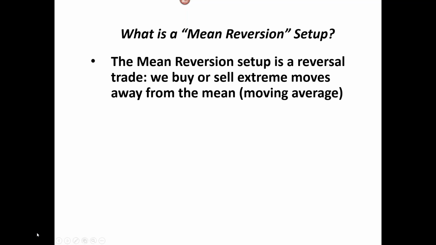It comes in both a long and short version, and when you run the mean reversion scan in the MetaStock Trend Trading Toolkit, you're going to get both longs and shorts showing up from the same scan, which is cool. You don't have to run two scans, you just run one. The mean reversion setup is a reversal trade, or what you might call a contrarian trade. You're looking to buy or sell extreme moves away from the mean of chart price over X number of days going back into the past.